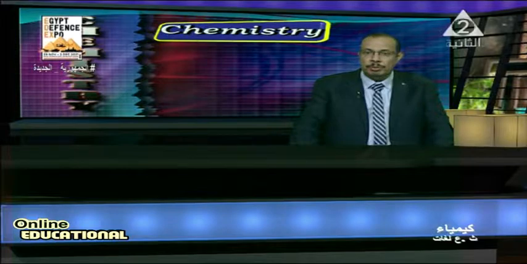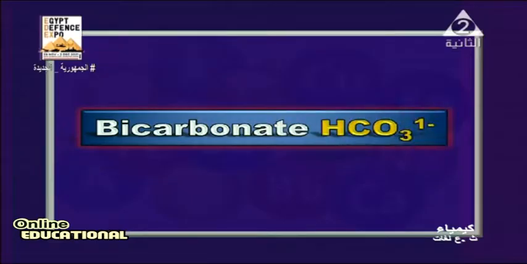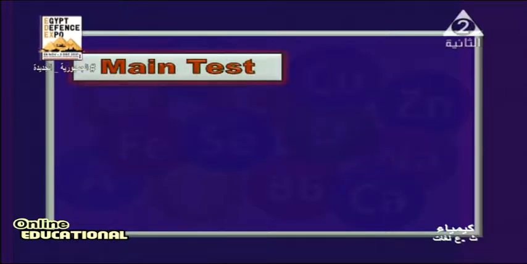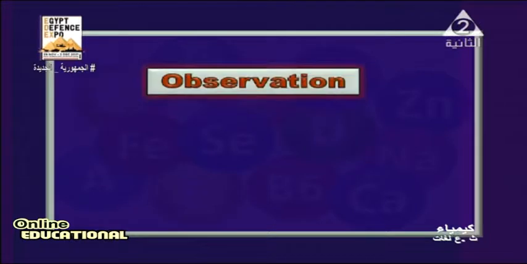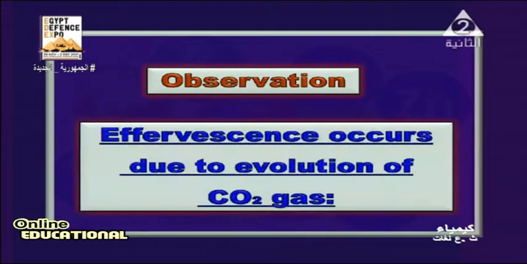Now we are going to complete our discussion. Here we are going to detect the bicarbonate radical. The main test uses an unknown solid salt. We must take the solid salt plus dilute hydrochloric acid. What do you observe? We observe effervescence and the production of carbon dioxide gas.